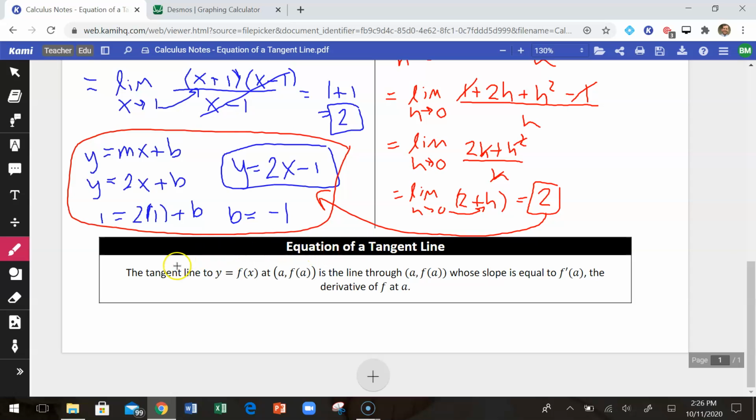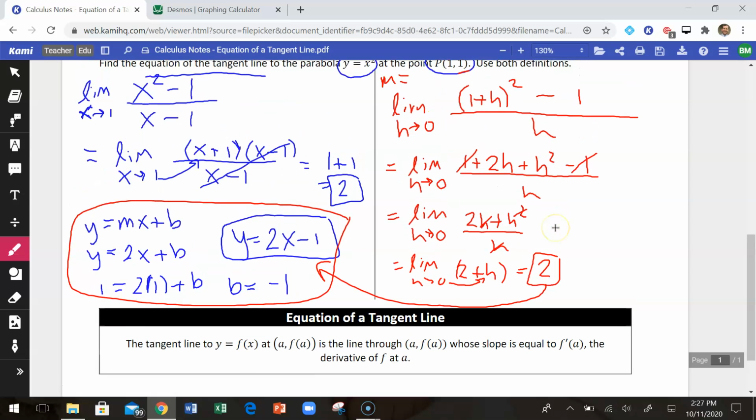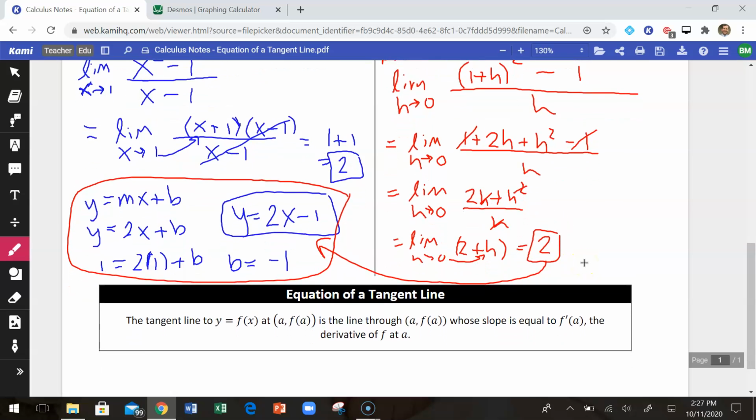The equation of a tangent line y equals f of x at a point (a, f of a) is a line that goes through that point whose slope is equal to the derivative, which we'll talk about in our next video, f prime of a, the derivative of f at a. So again, we will talk about that in the next video, but that's what we're really finding here: the derivative at a, which is going to give us this slope, which is 2. Okay, but we're looking at that through the lens of limits.